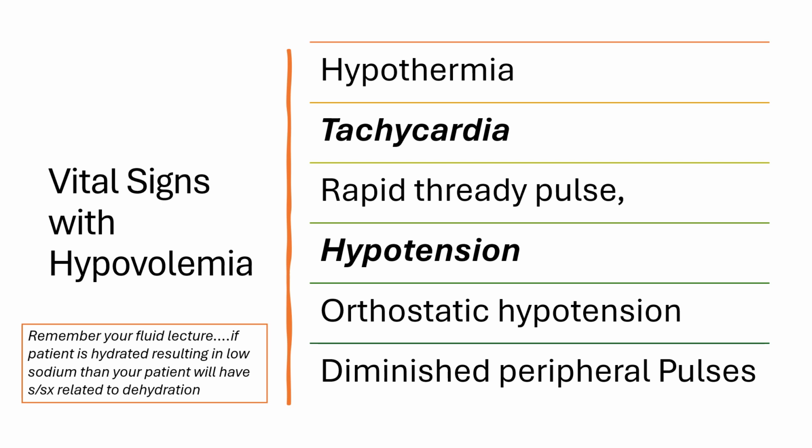Now, with any of these vital sign changes, you want to ask yourself, what can I do as the nurse when I see these? My patient is hypothermic. What's the least invasive thing I can do? I'm going to get them a blanket, or I might turn up the heat by a degree or two. My patient is tachycardic. What can I do to lower their heart rate? Maybe I'm going to turn off the lights and try to put them in a position that's a little more relaxing.